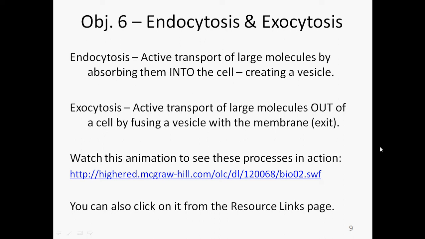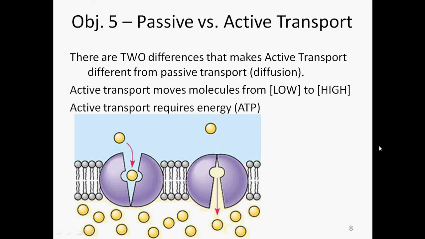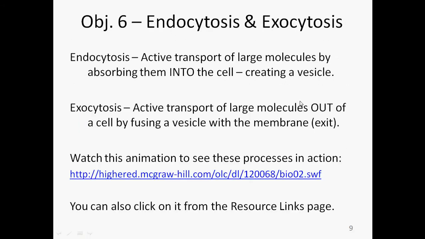Going to pick up part 2 with objective 6, endo and exocytosis. These are both active transport, so requiring energy. The difference here is not just active transport like we saw before, these small particles. Endo and exocytosis involve transport of large particles, things that would not fit through the membrane no matter how big the protein. So endocytosis, really simple if you just remember endo, into. Exocytosis, just think of stuff exiting, going out of the cell.